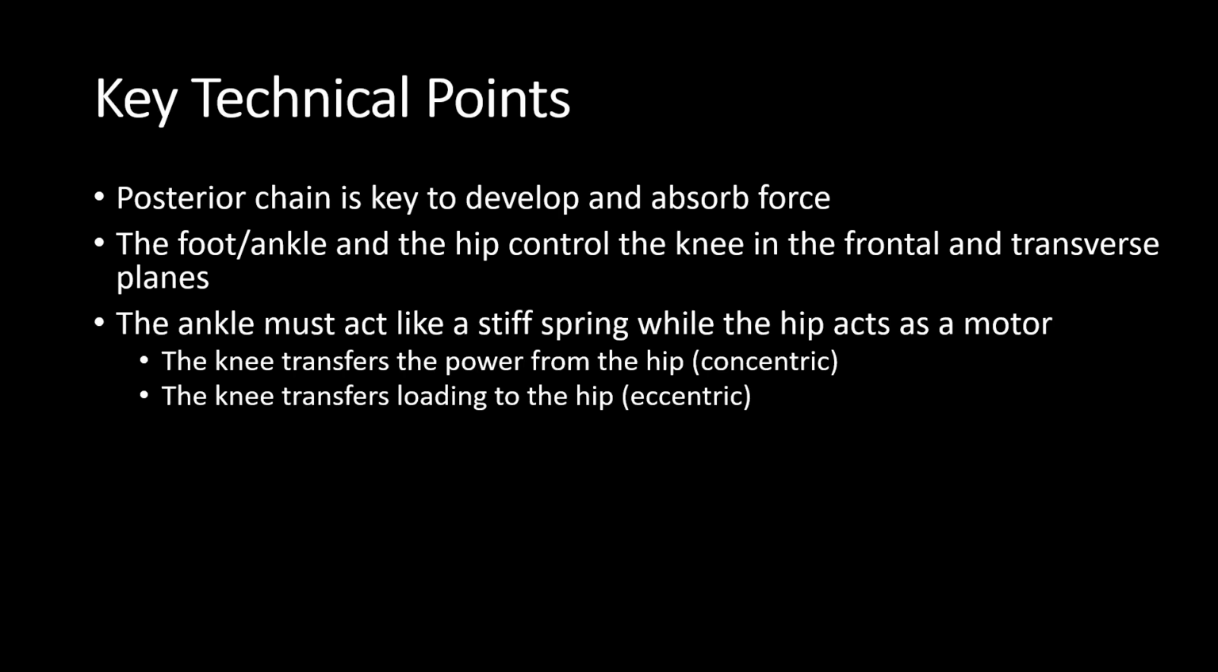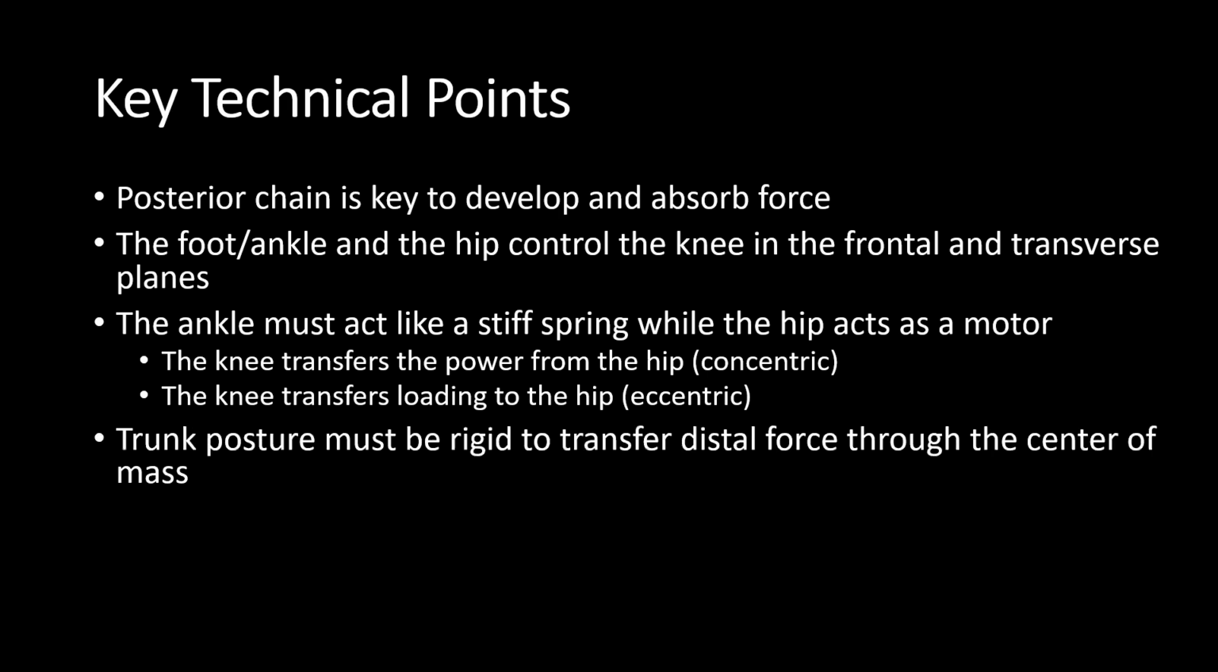The ankle must act like a stiff spring while the hip acts as a motor. Okay, so our ankle is a stiff spring that we are using to transfer the force from our hip motor. So our hip produces all of this force, all of this torque that we're trying to transfer through the knee. The knee allows us to transfer that force into the ankle, which is a stiff spring that explodes out of where we connect onto the ground. So it's a way to act as almost like a whip into the ground when we produce and when we absorb force.